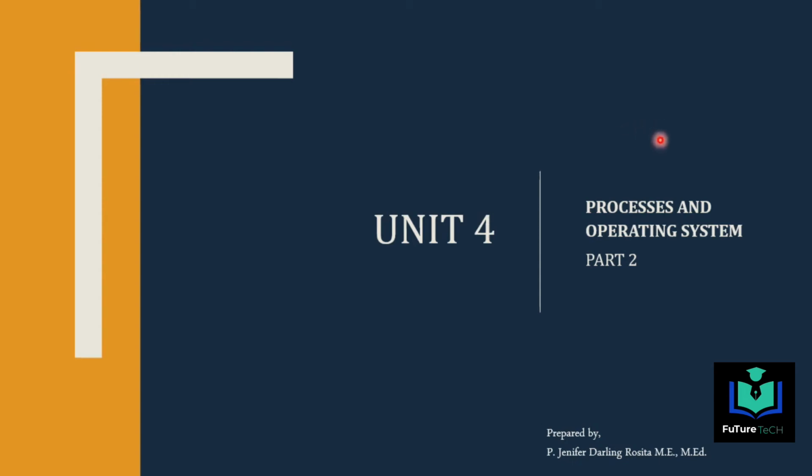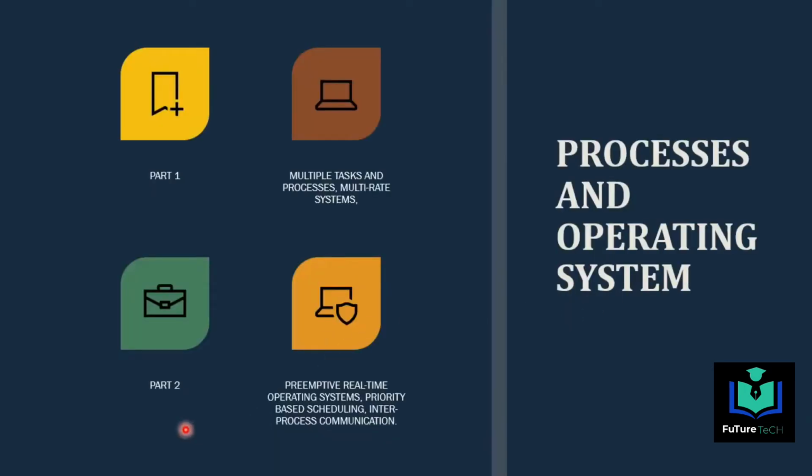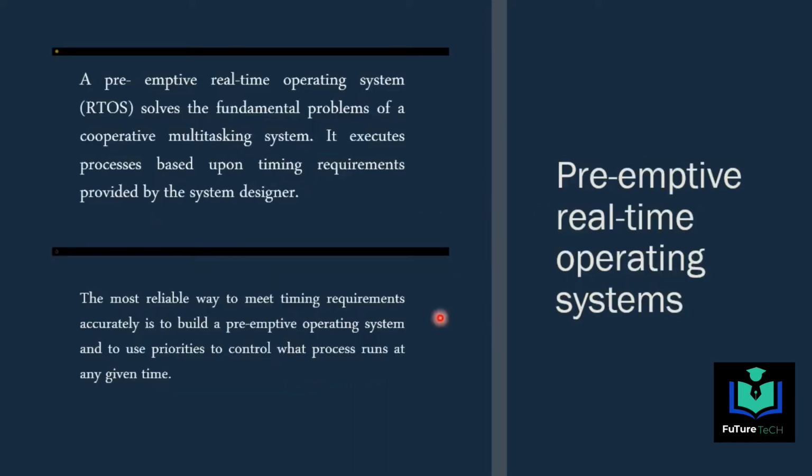So let's see the part 2 topics from unit 4. Under part 2 we have preemptive real-time operating systems, priority based scheduling and inter-process communications. Okay. So part 1 we have already discussed about multiple tasks and processes, multi-rate systems. Under part 2 we have the first topic as preemptive real-time operating systems.